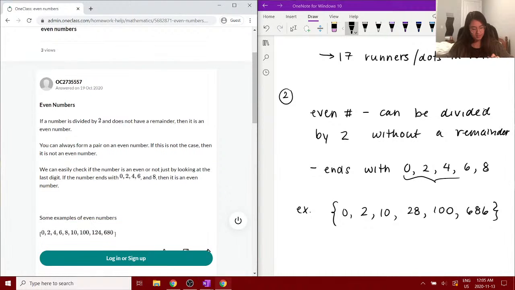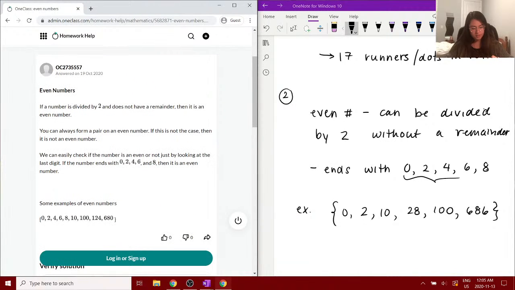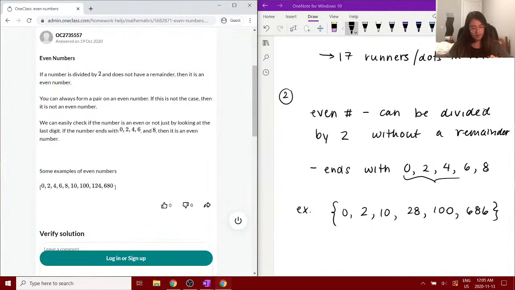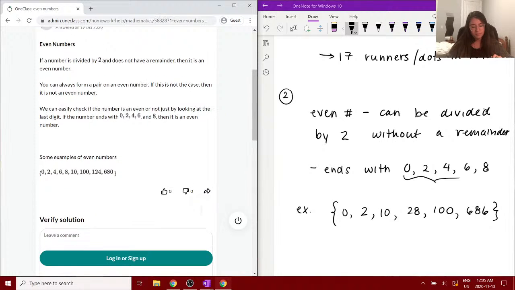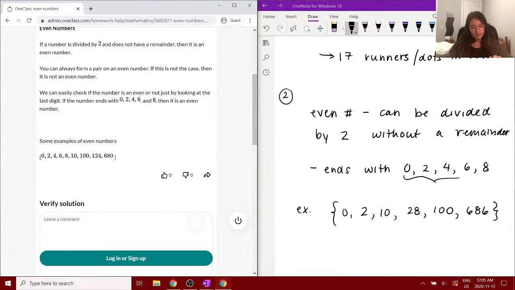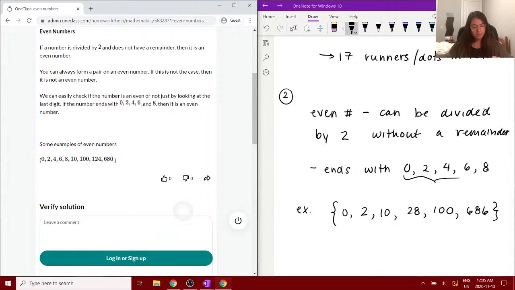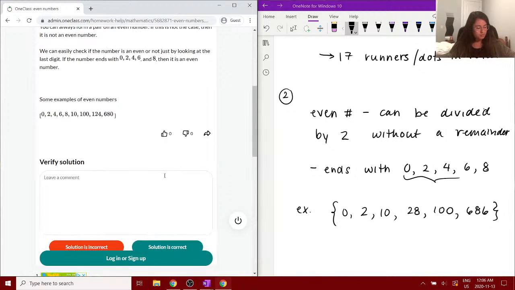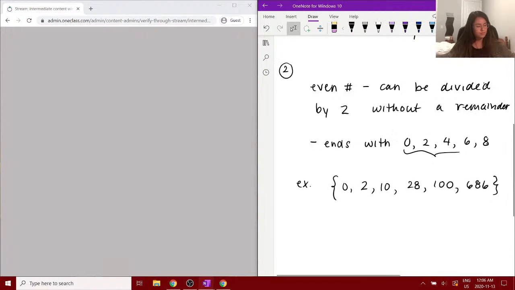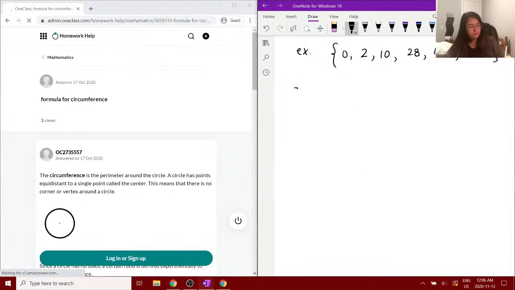Let's look at the solution here. It says if a number is divided by 2 and does not have a remainder, then it is an even number. We can easily check whether a number is even just by looking at the last digit, which I stated, and they give some examples as well. So correct solution. We can move on to the next example.